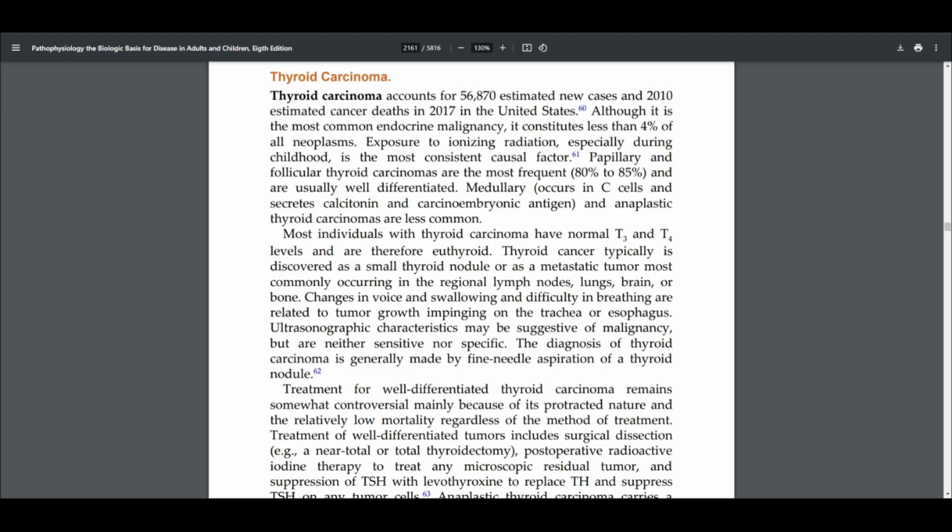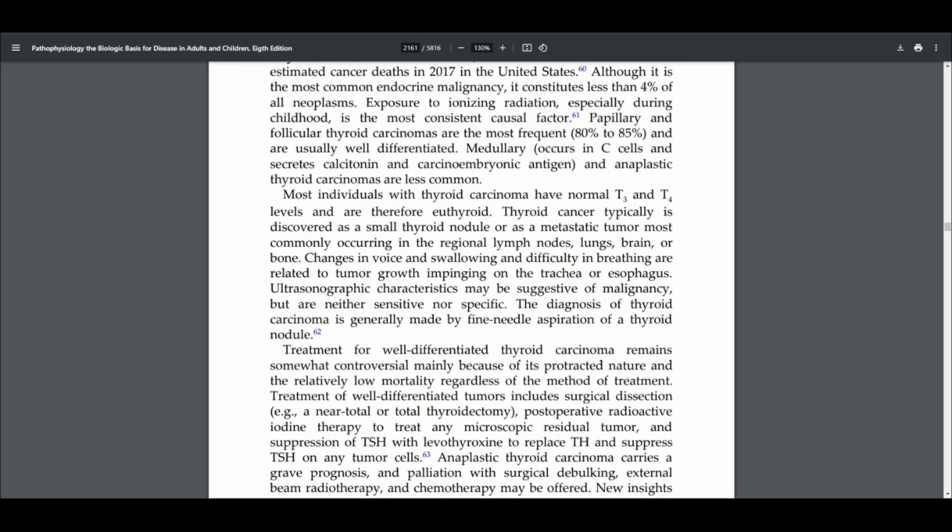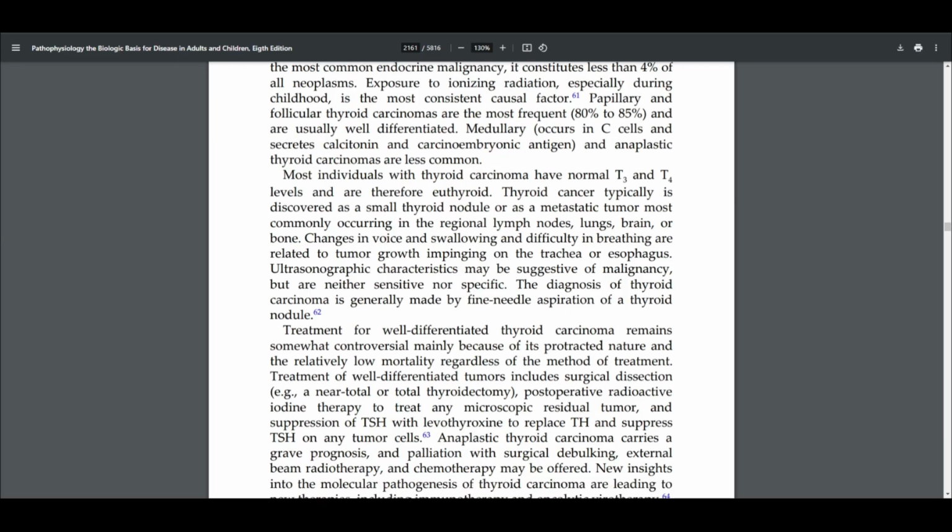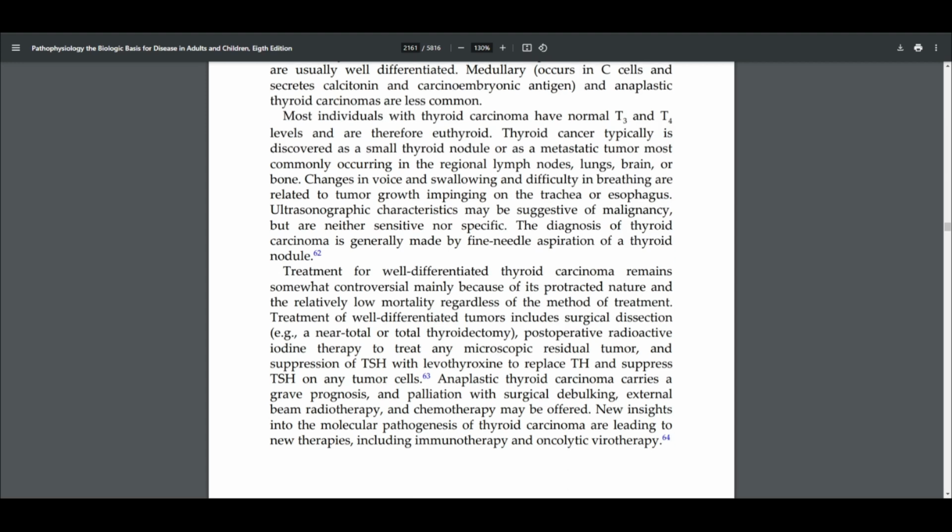Papillary and follicular thyroid carcinomas are the most frequent, 80 to 85%, and are usually well differentiated. Medullary occurs in C cells and secretes calcitonin and carcinoembryonic antigens, and anaplastic thyroid carcinomas are less common. Most individuals with thyroid carcinoma have normal T3 and T4 levels and are therefore euthyroid.